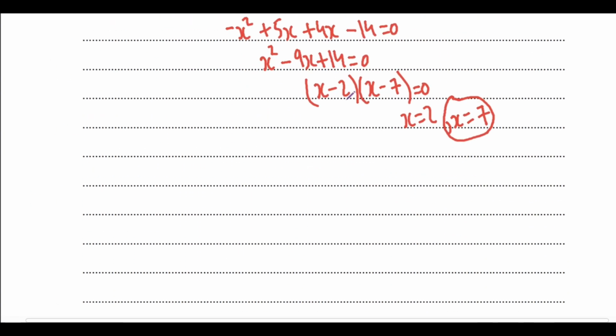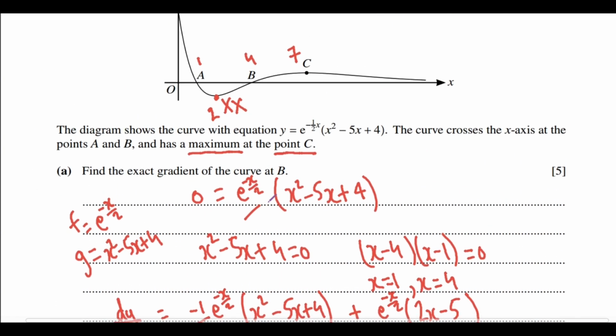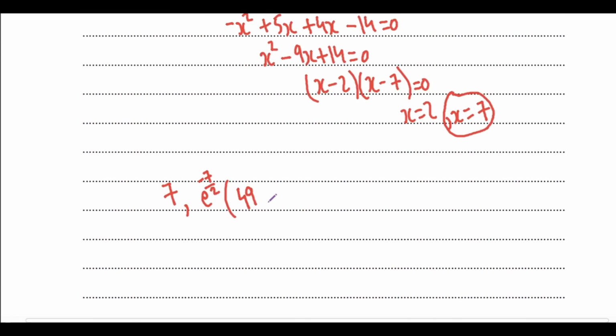So you're left with the exact coordinates: 7 and e to the negative 7 over 2 times 7 squared, which is 49. Was it plus 5x? It's minus 5x plus 4. So minus 5 times 7 is 35, and then plus 4. And then this is 49 minus 35 plus 4, which is 18. So just 18 times e to the power negative 7 over 2.